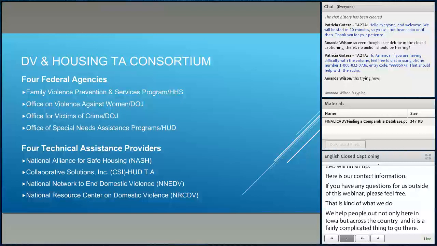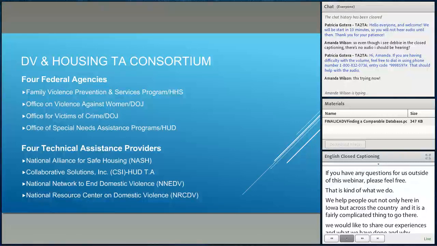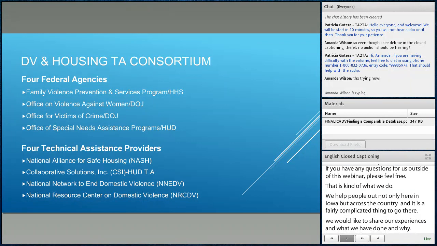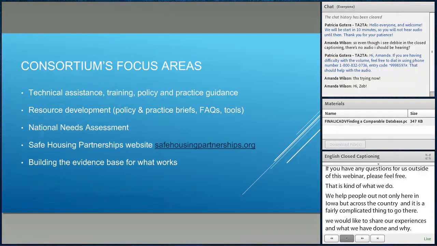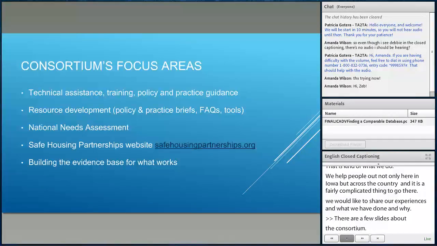A few slides of the consortium, who were here. Let me get to Debbie. You can go back over these if you like.